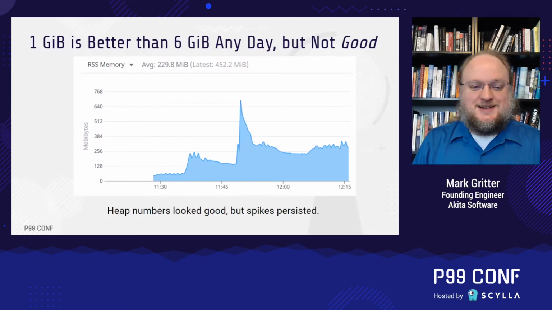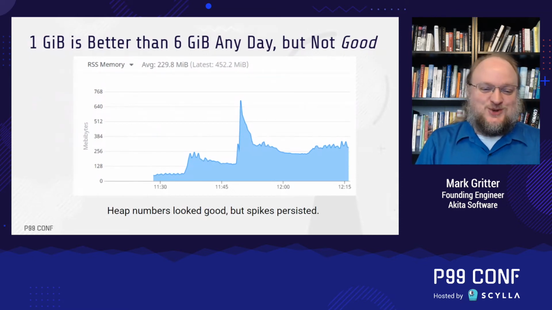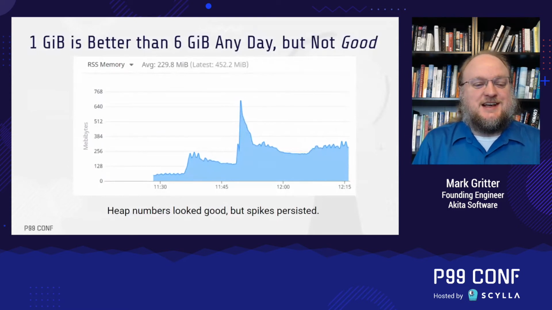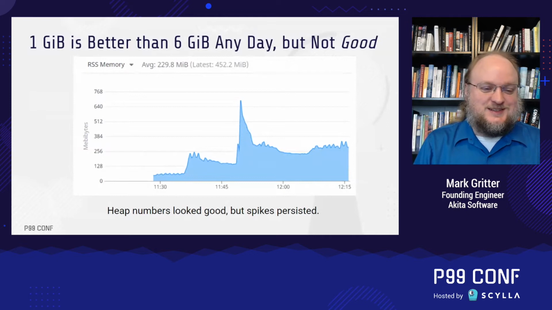This helped a lot. We weren't at 6 gigabytes anymore, but it wasn't a complete solution. 1 gigabyte is still not very good for the amount of work we're doing. And there's still a lot of variance here. It's unpredictably high rather than consistent.